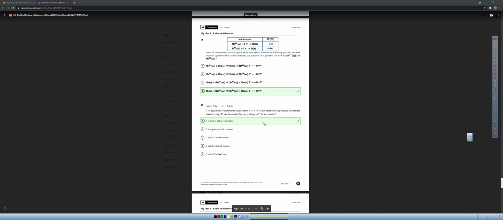This one's just a definition. My equilibrium is very large. That means products are favored over reactants. So a lot of products, very little reactants. If a reaction is favored, by definition, E is positive and Gibbs, G, is negative.